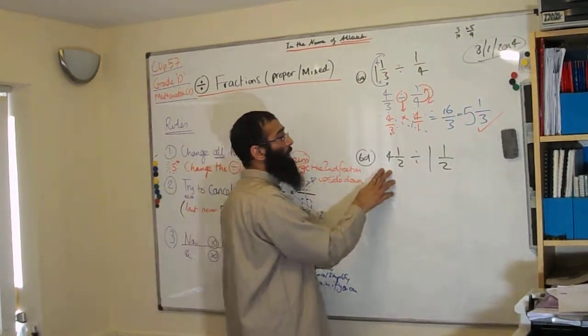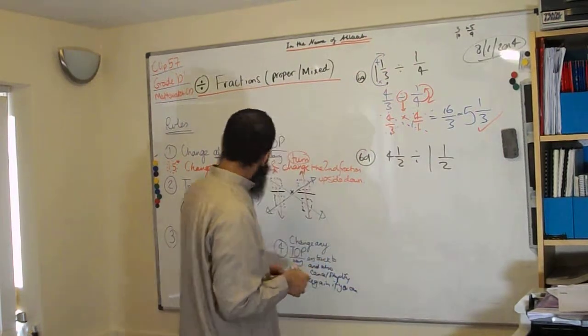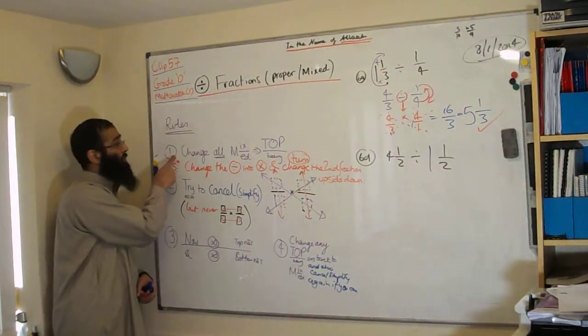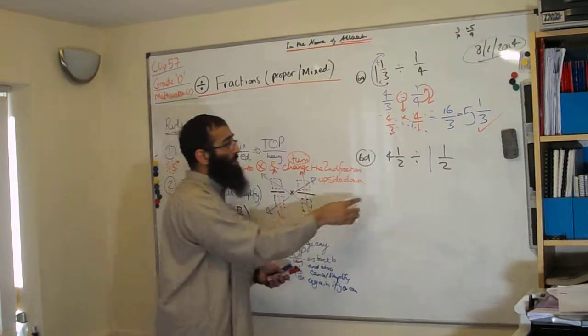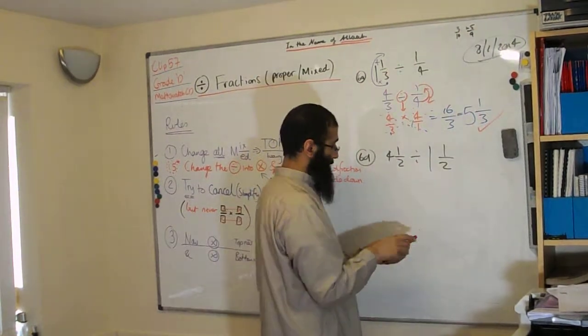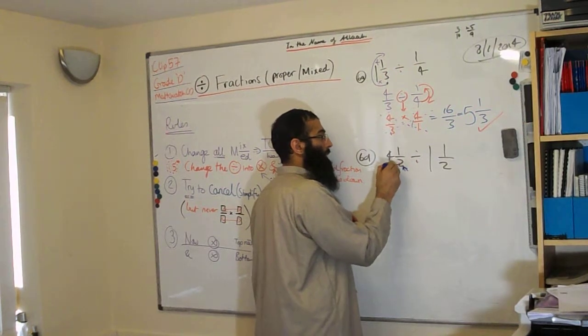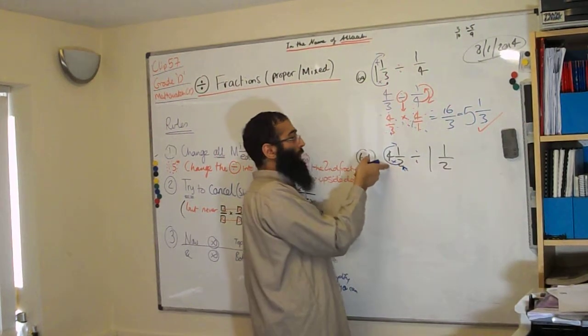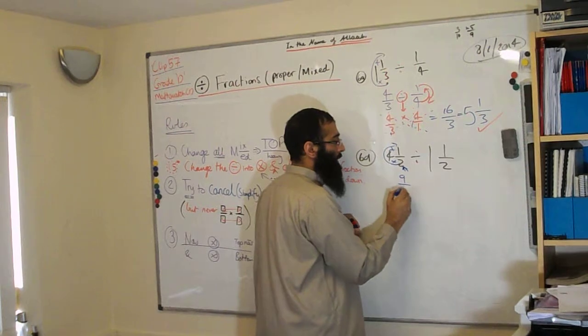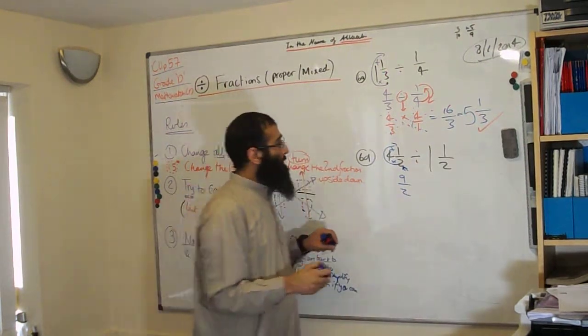Right, the next one, 4 1/2 divided by 1 1/2. Step number 1, let's look at the rules. Change all mixed fractions into top heavy. These are both mixed fractions, so let's change them. Start at the bottom over here. 2 times 4 is 8, add the 1 will give you 9/2.